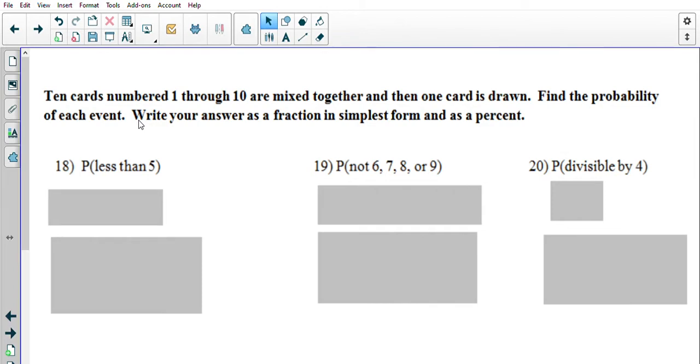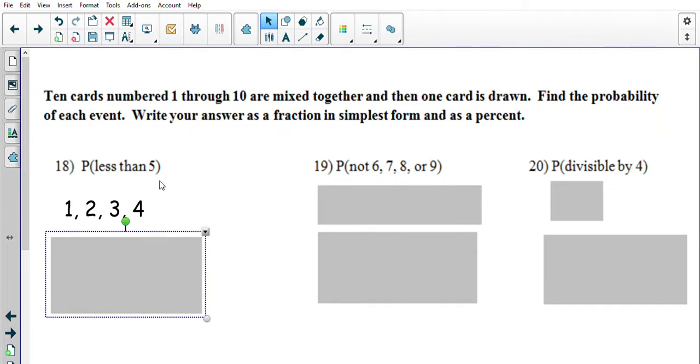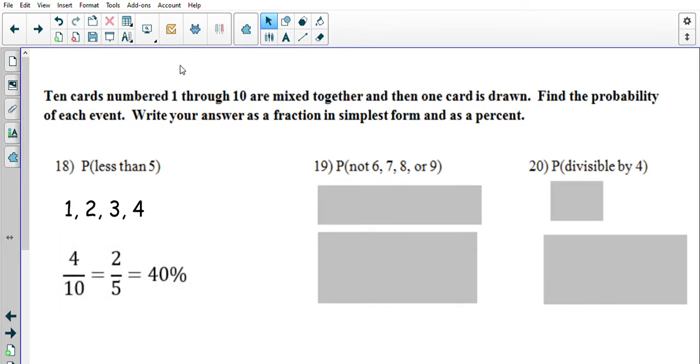All right, same directions for the next set of problems, numbers 18, 19, and 20. So number 18, probability of a less than 5. So selecting a card that has a number on it that's less than 5. That does not include 5. So that will be numbers like 1, 2, 3, and 4. So that will be 4 out of the 10 cards, which reduces to 2/5.